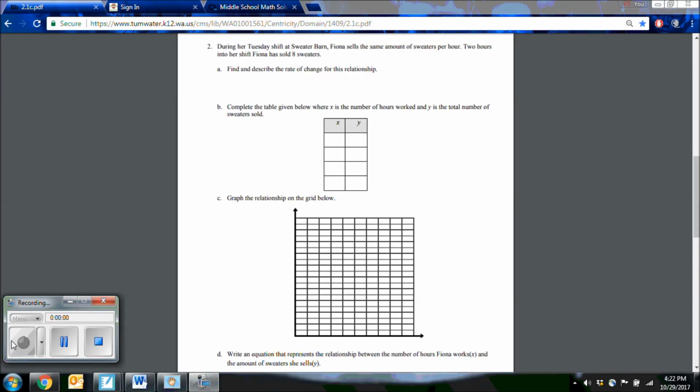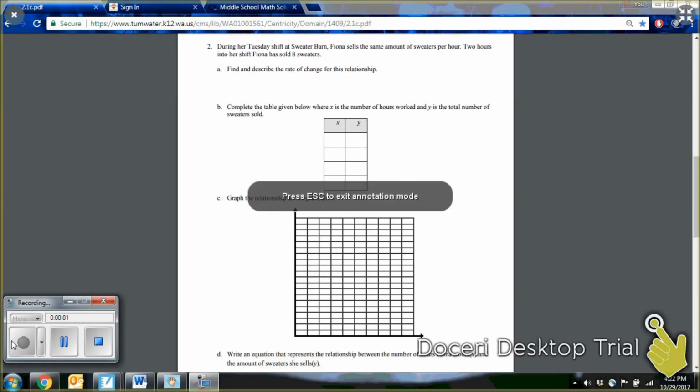Look at question number 2 here. Again, when I stop, you're reading the next word, so everybody following along. Okay, here we go. Again, everybody reading. During her shift at Sweater Barn, Fiona sells the same amount of sweaters per hour. 2 hours into her shift, Fiona has sold 8 sweaters.